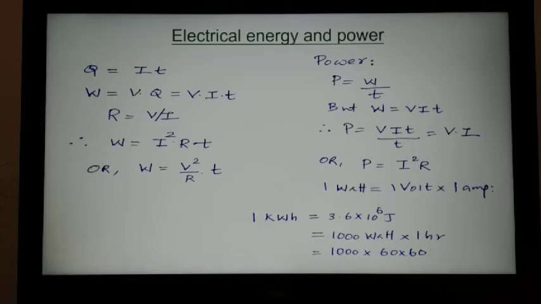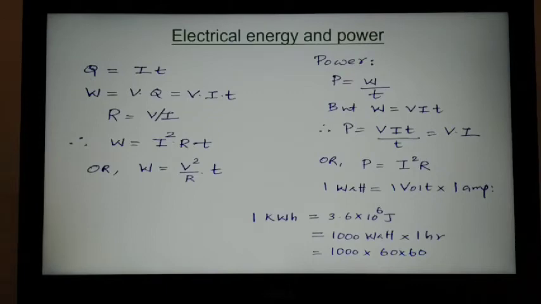No problem, no doubt about that. So 1 watt is equal to 1 volt into 1 ampere. From that equation, P is equal to VI, P measured in watt, voltage measured in volt, and current measured in ampere. So 1 volt into 1 ampere is equal to 1 watt.